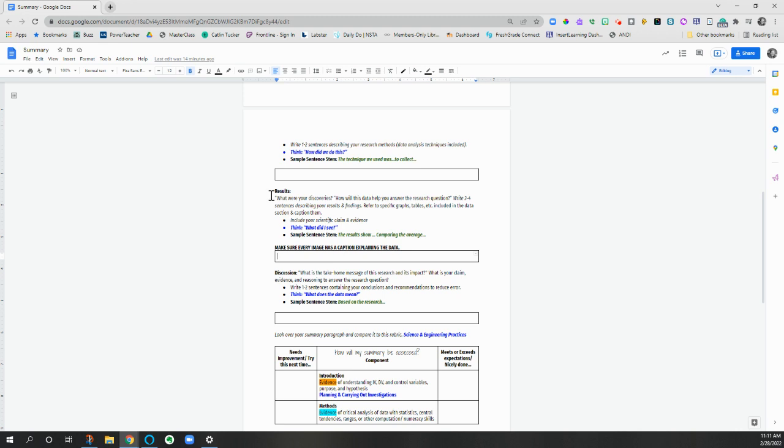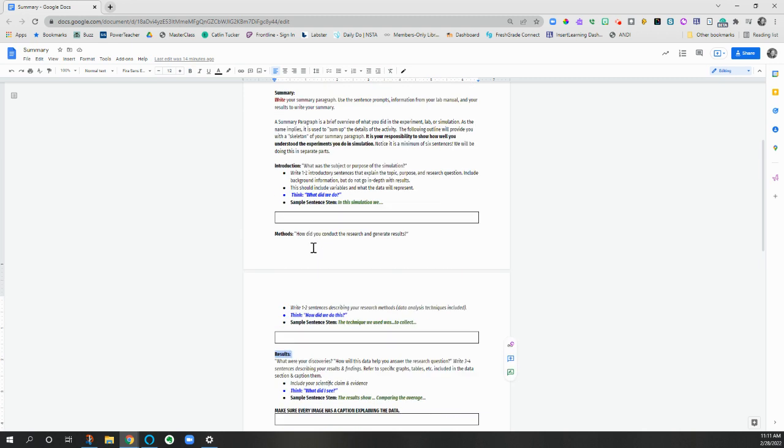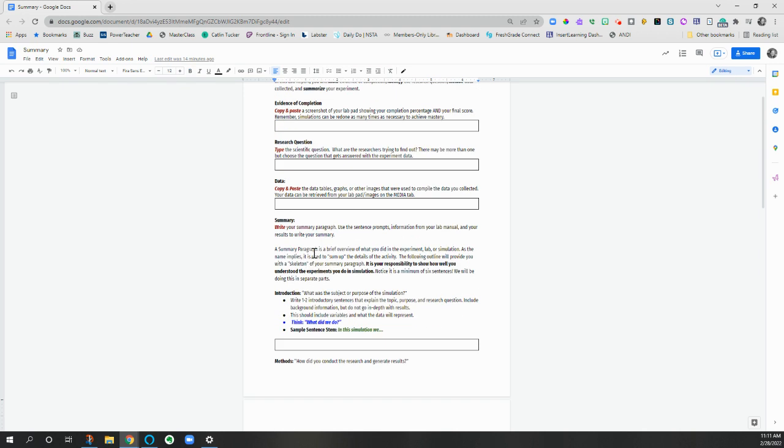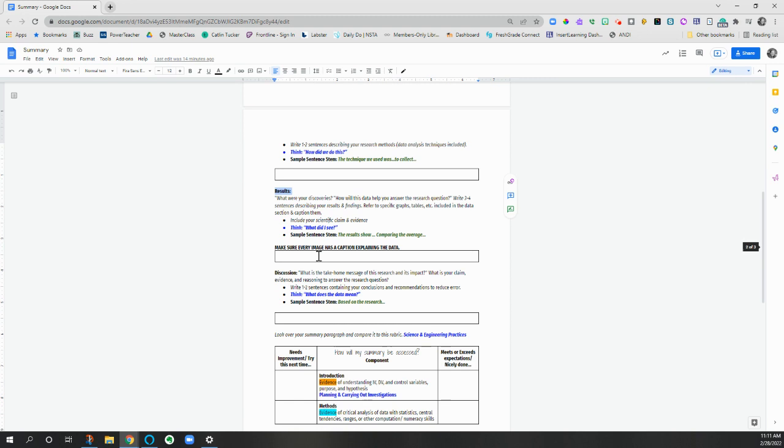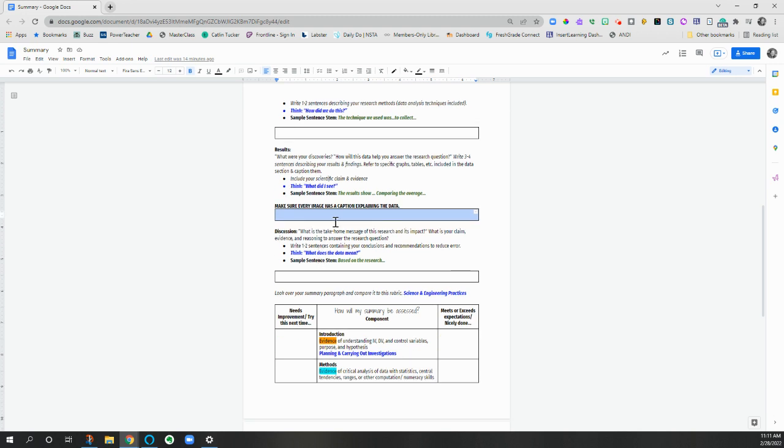Okay, I'm going to say that one more time. The results section now includes the data pictures, so the pictures of your graphs, the pictures of your work, and then you're going to write a caption explaining how this data is going to help you answer the research question. What does this data show that you found? That should give you those 3 to 4 sentences for your results.